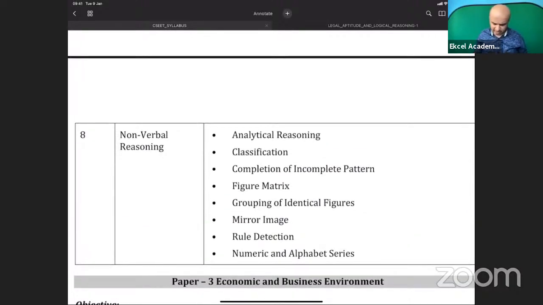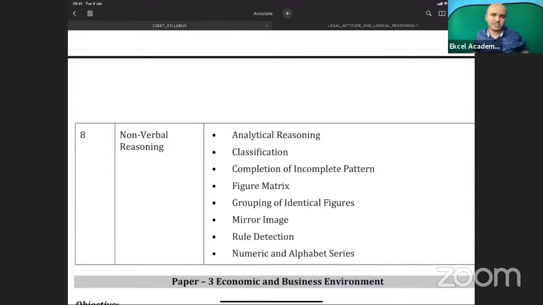Again, the other topics are based on diagrams, like rule detection or mirror image. So they'll be, let's say, a series of letters. You will be asked to select the mirror image of those letters. Imagine how exactly it would look in a mirror. Rule detection again is very nice. You'll have to look at the figures, observe and see what is the rule which those items are following, and based on that you'll have to select the next option out of the 4 options given.